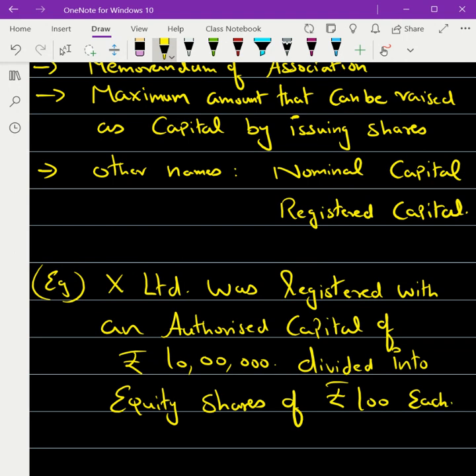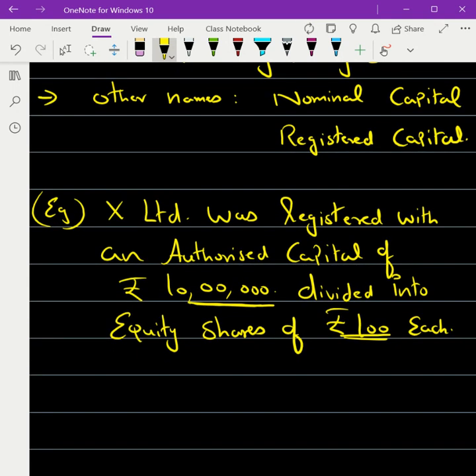Now if you see, this is your authorized capital value and this is your face value. With the help of these two only, you will determine how many shares are there in the company, that is, the composition of this 10 lakhs. It is nothing but the amount of 10 lakhs divided by the face value of 100. Cancel out the common zeros. What is the remaining value?